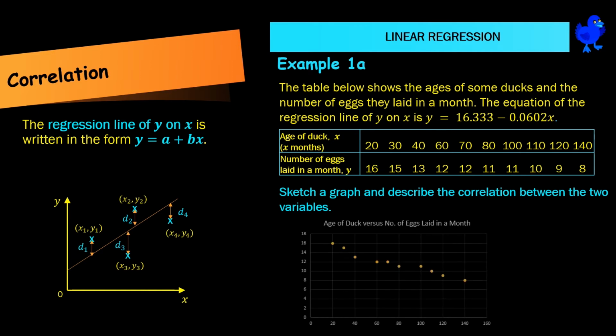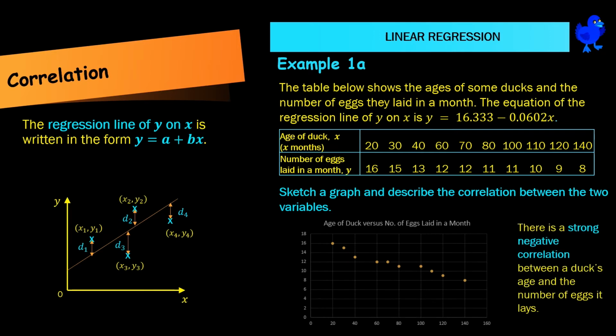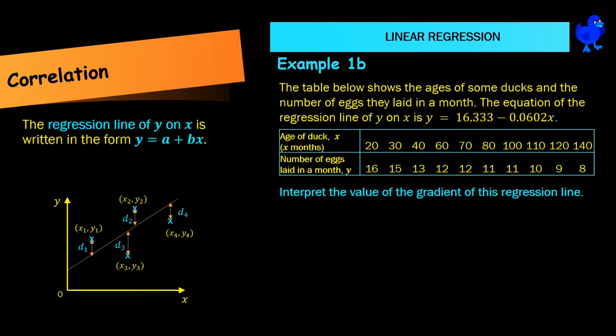So here's our graph. We have the age of the ducks versus the number of eggs laid in a month. Notice that there is a strong negative correlation between a duck's age and the number of eggs it lays. So the older a duck gets, the fewer eggs it lays. Now interpret the value of the gradient of this regression line.